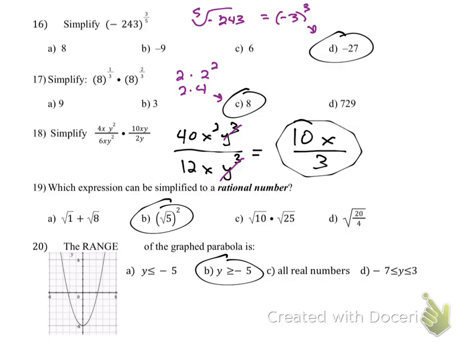19, square root of 5 squared, that equals 5, which is the only thing there that will be a rational number. Remember, a rational number is not a radical, or a decimal that does not repeat, okay? So, got that answer there. Think of it as you're just looking, needs to be an integer. 20, that ranges from negative 5 up. So all y values greater than or equal to negative 5 there.